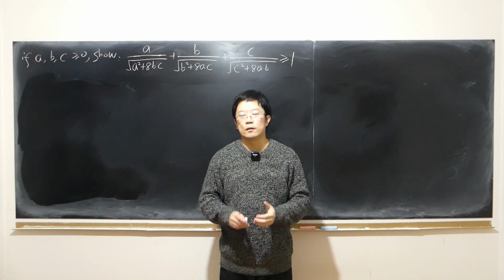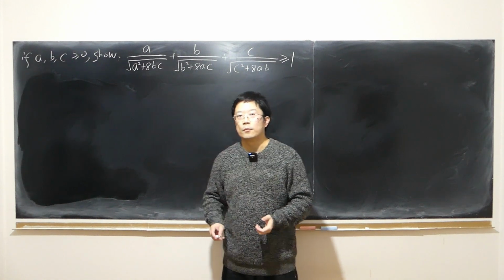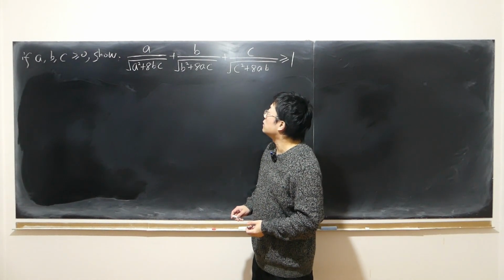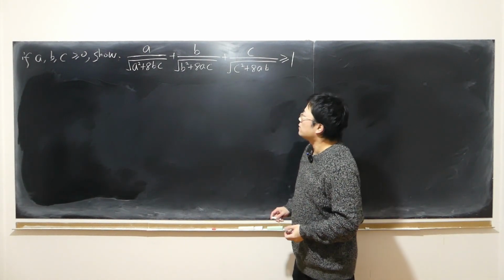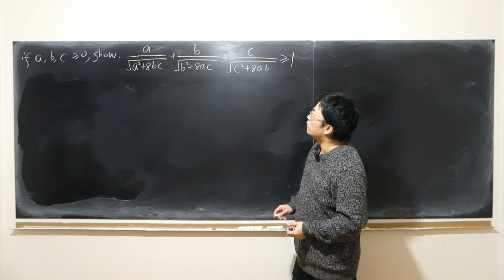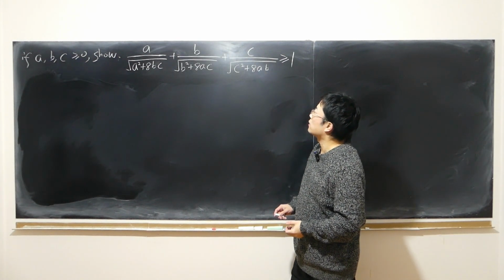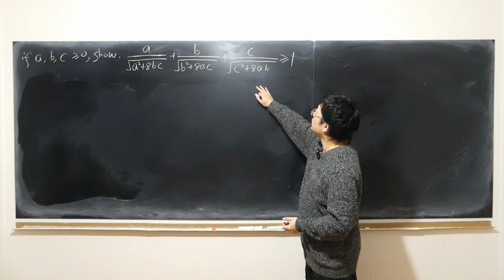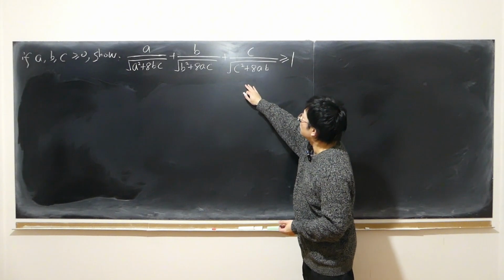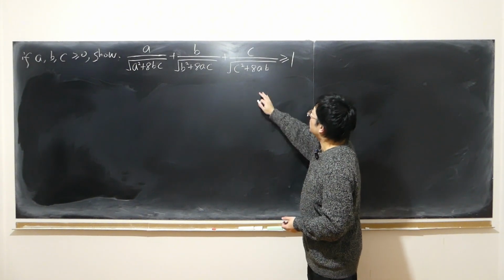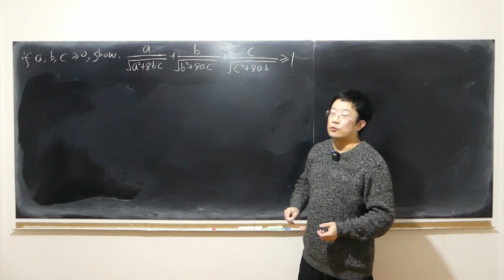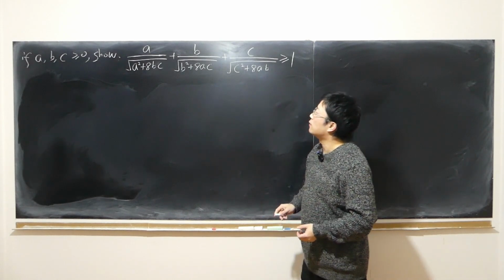Today I want to have a look at an old Math Olympiad competition problem. It says we have three positive numbers, a, b, and c, and we want to show that the left-hand side, a over square root of a squared plus 8bc plus b over square root of b squared plus 8ac plus c over square root of c squared plus 8ab, is greater than or equal to 1. So not only do we have roots here, but also fractions here.